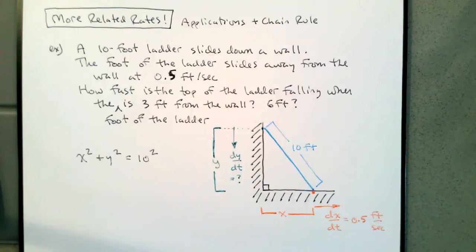Here's some things that we know. We know that dy dt, since the top of the ladder is sliding down the wall, while dx dt is positive, dy dt should be negative because the distance from the top of the ladder to the floor should be decreasing. So that's something that we know going in. If we make our calculations and dy dt doesn't come out being negative, something has gone wrong.